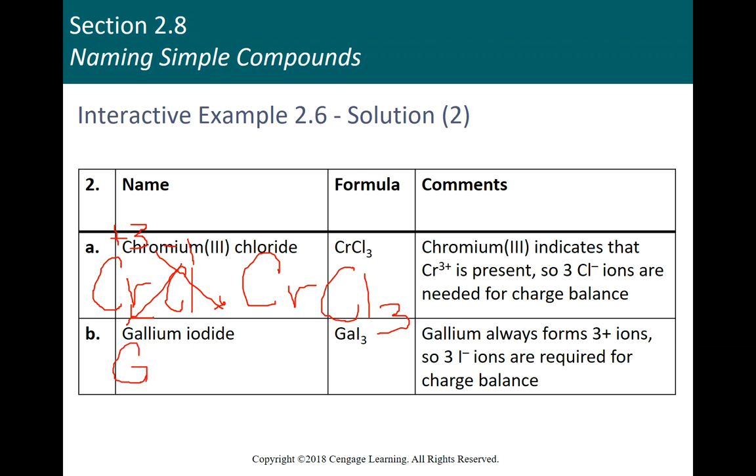And then gallium iodide, same kind of thing. I said earlier, gallium is always a +3. It's in that same row as aluminum. Iodide is always a -1. So if I cross those, I end up with GaI3.